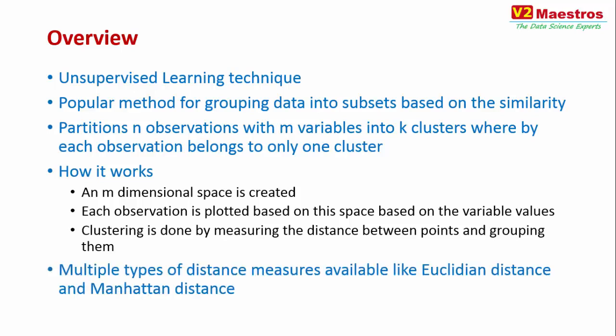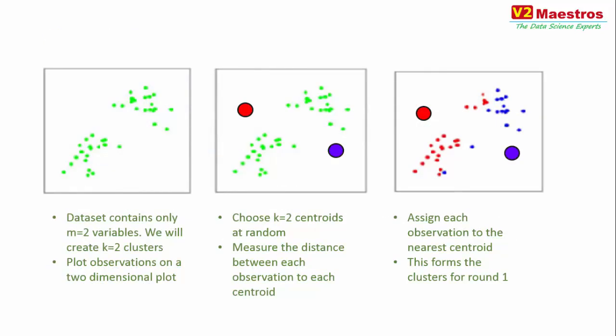Multiple types of distance measures are available to calculate the distance between point A and point B. Some examples are the Euclidean distance, which is the distance as the crow flies, whereas Manhattan distance is a step-by-step kind of distance. There are a number of other distance measures also available, but the most popularly used is the Euclidean distance, which is like drawing a straight line between 2 points and using that to measure the distance between the points.